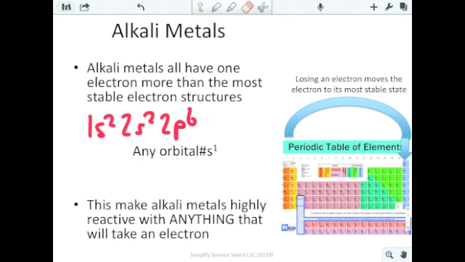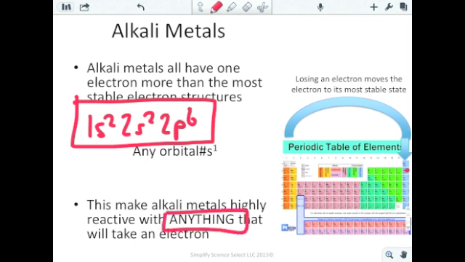And they lose that 1 electron, and if you look at it, if they lose 1 electron, that electron configuration, 1s2, 2s2, 2p6, is the electron configuration for neon. So for something like sodium, it loses 1 electron, and then it has the same electron structure as a noble gas. Because it can lose 1 electron and become like a noble gas, it makes the alkali metals highly reactive with anything that will take the electron. It wants to lose that electron so badly that it's really highly reactive.